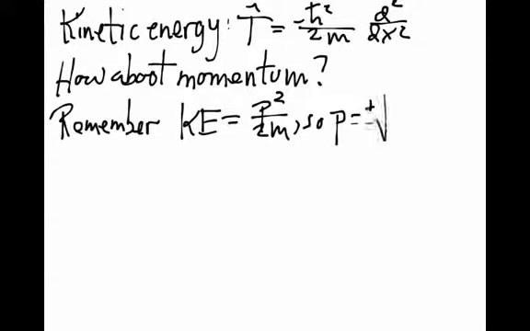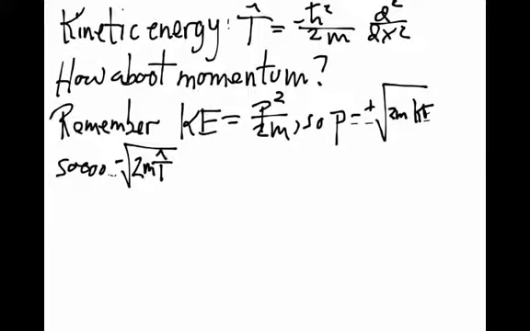So I can rearrange that to get the momentum is plus or minus the square root of twice the mass times the kinetic energy. The plus or minus is because of the square root. We can take a positive or negative number, and as you'll see, that's going to be useful in a second. So let's start to do something a little weird.